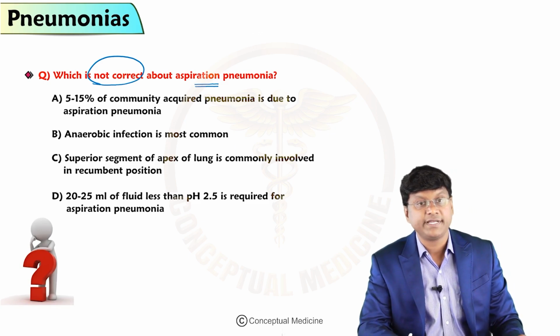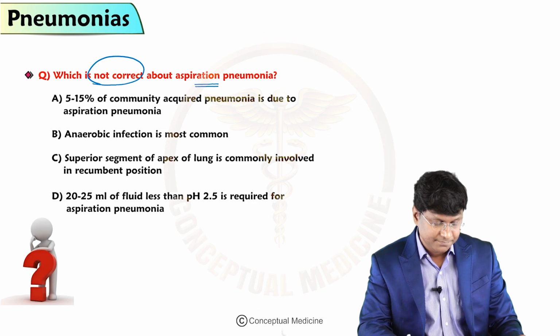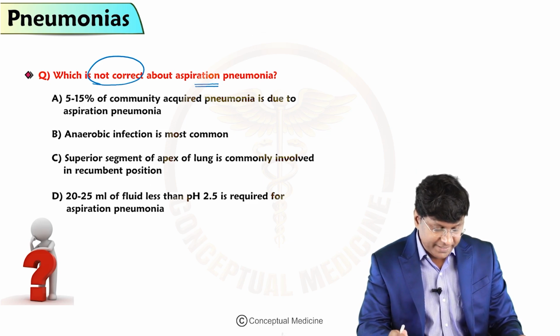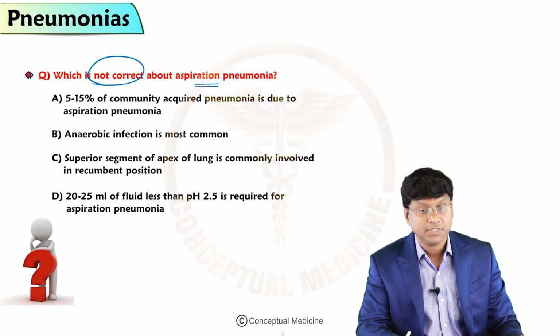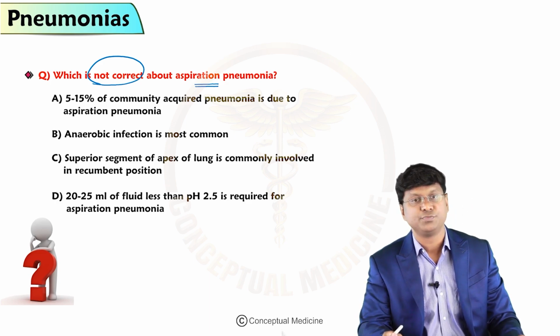5 to 15% of community acquired pneumonia is due to aspiration pneumonia. Anaerobic infection is most common. Superior segment of the apex of the lung is commonly involved in recumbent position. 20 to 25 ml of fluid less than pH 2.5 is required for aspiration pneumonia.